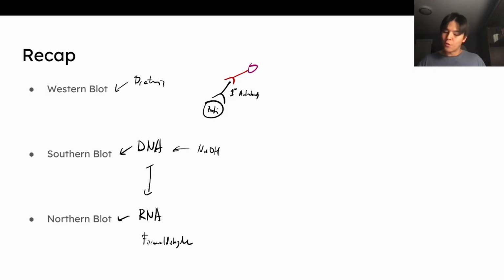Hope that helped. Hope this makes sense for the blotting techniques. There are more blotting techniques, but these are the three main ones, and you can obviously see why. We have our three parts of the central dogma of biology, right? We have DNA, RNA, proteins, right? And so obviously this is very, very relevant. Hope that made sense. And yeah.